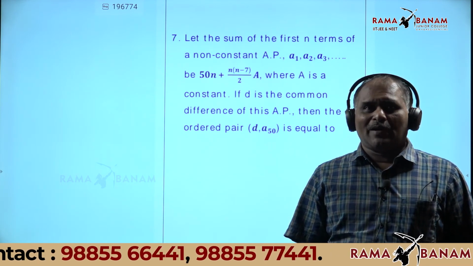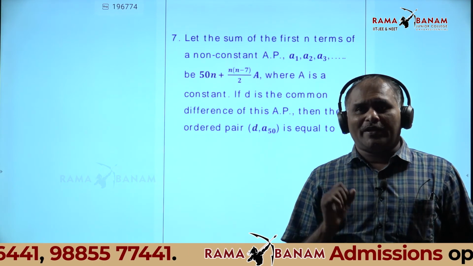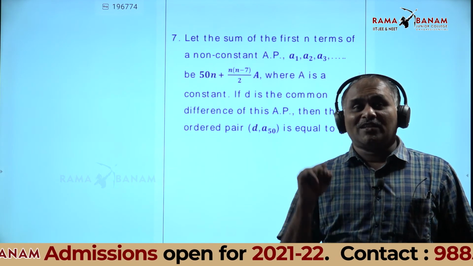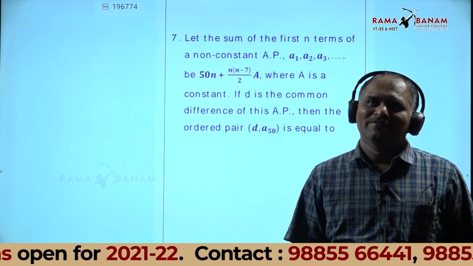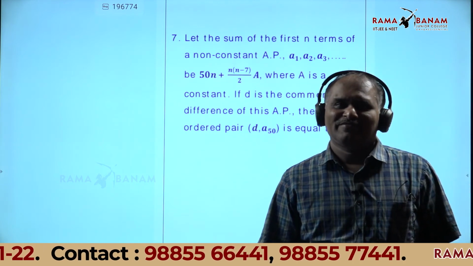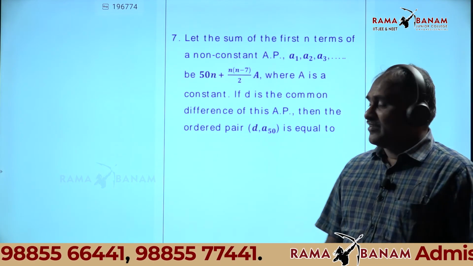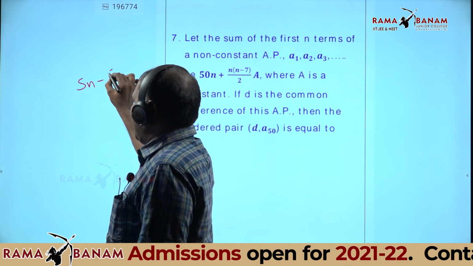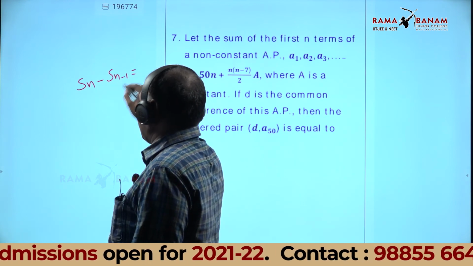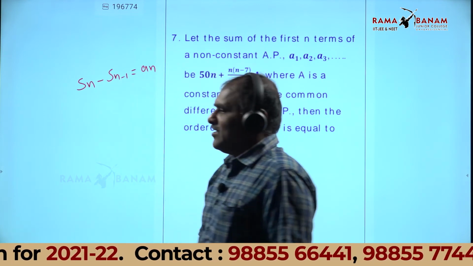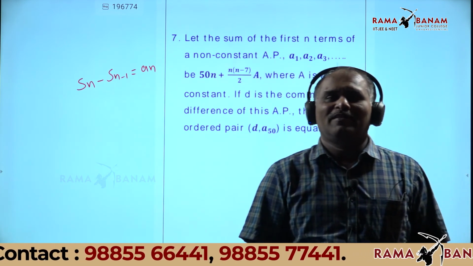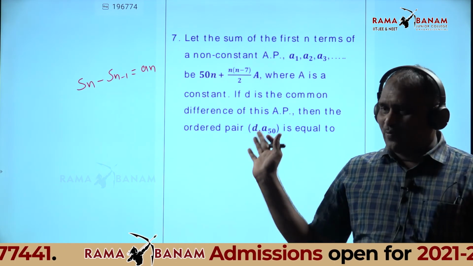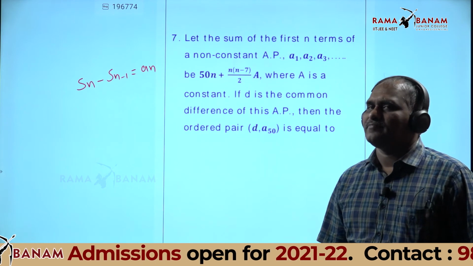Yesterday I told you, if the sum of n terms is given, how to find the nth term of the sequence? Anyone? No, that was the example I told. Sum of n terms minus sum of n minus 1 terms is equal to an. Remember this formula? Yes, sir. Use that formula, you can get it easily. That is the model of question. Okay?